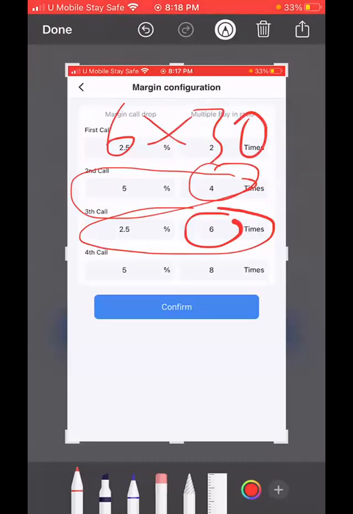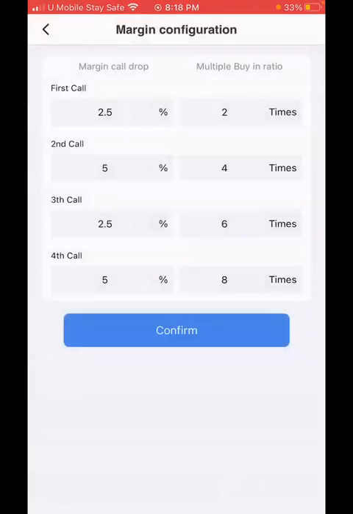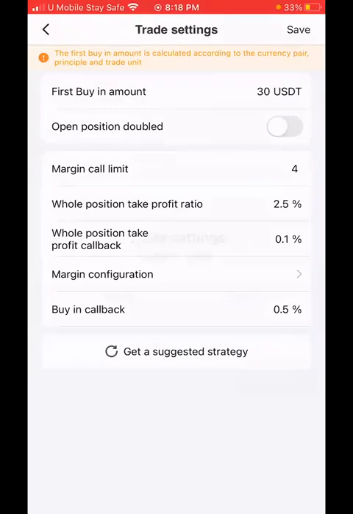So 6 times 30 should be 60, 60, 120, plus another 60 should be 180. Okay, that's 180, right? That's the third call. Now let's go to put 180.